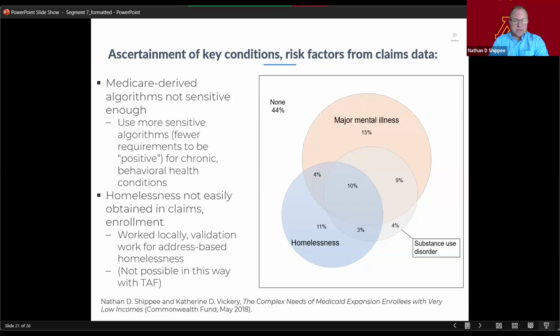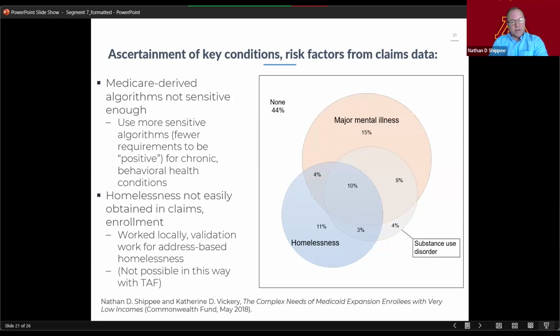Another thing, and this is something that would not be possible in the TAF data, you'd have to figure out a different way to do this, is that homelessness was a major confounder and characterizing variable, particularly for one of the groups we were looking at. And there really wasn't a good way to assess that in enrollment data. There was a homelessness flag in the enrollment data that we were looking at, but it wasn't very good. And there are diagnostic codes for homelessness, and they're also pretty undersensitive and not very good.